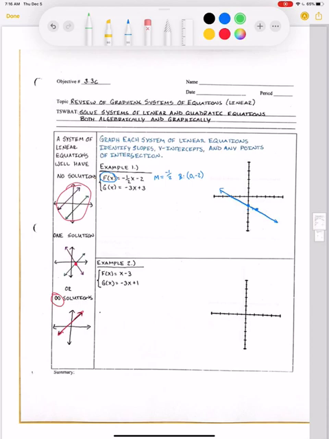Then I have g of x. I'm going to graph that in green. G of x, the slope is negative 3 over 1, and my y-intercept is at the point 0, 3. So I'm going to start there at 0, 3. And my slope tells me I'm going to go down 3 spaces and to the right 1.